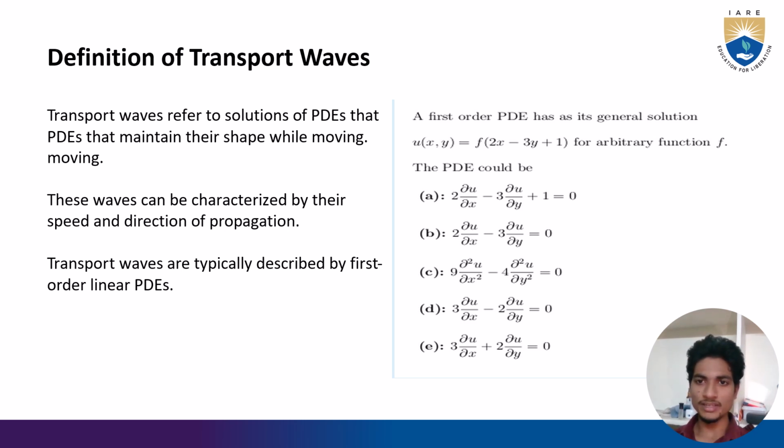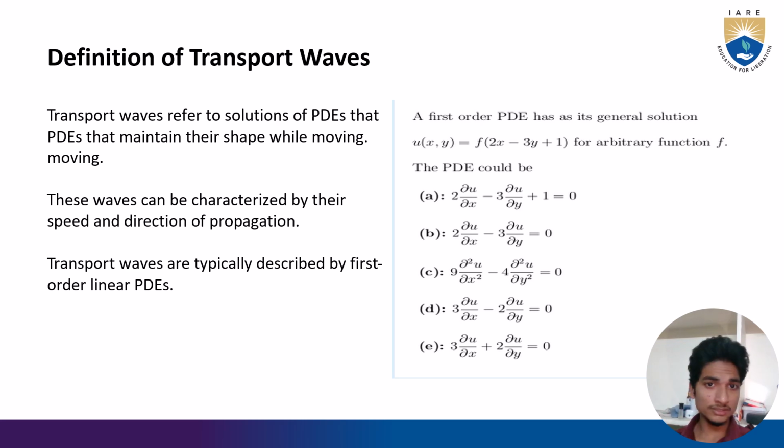The first-order PDE has its general solution u of x comma y is equal to f of 2x minus 3y plus 1, for arbitrary function f of s. The PDE could be A, 2 dou u by dou x minus 3 dou u by dou y plus 1 is equal to 0. B, 2 dou u by dou x minus 3 dou u by dou y is equal to 0. C, 9 dou square u by dou x square minus 4 dou square u by dou y square is equal to 0. And these are some examples of PDE with an arbitrary function.